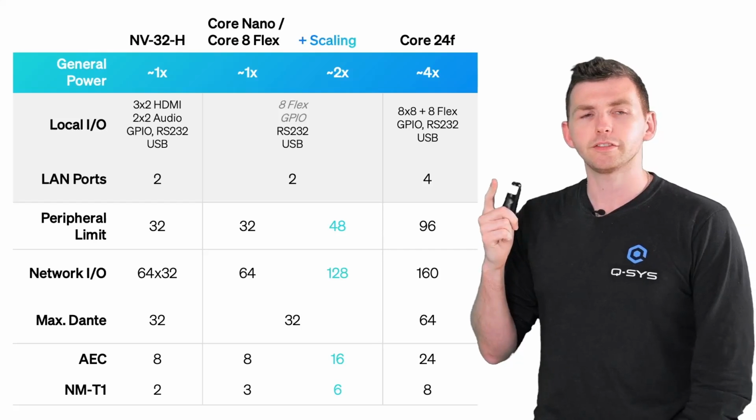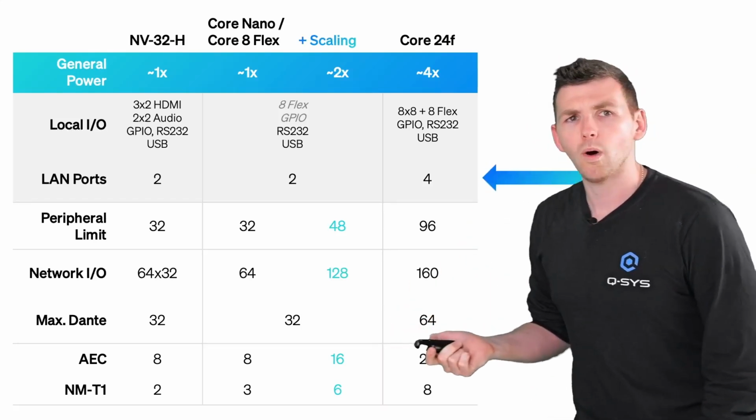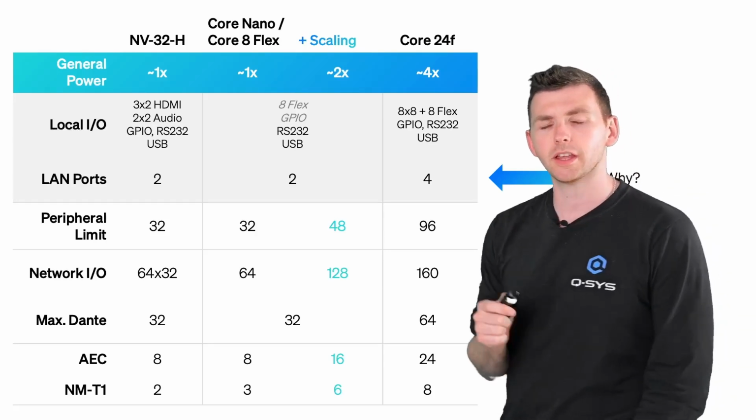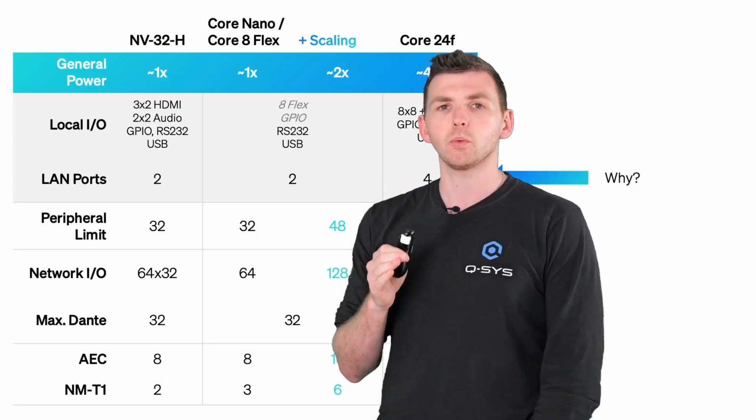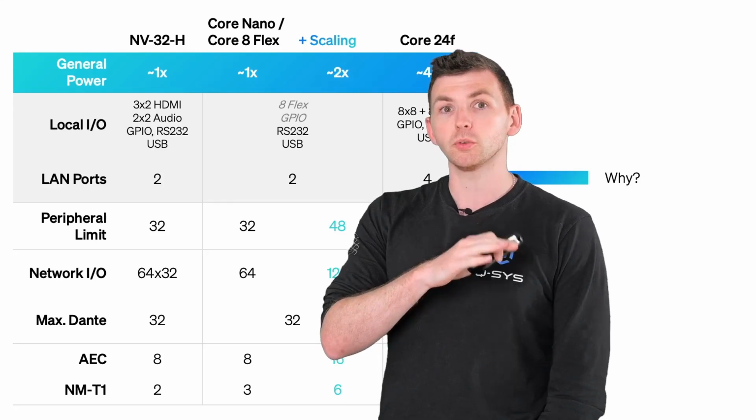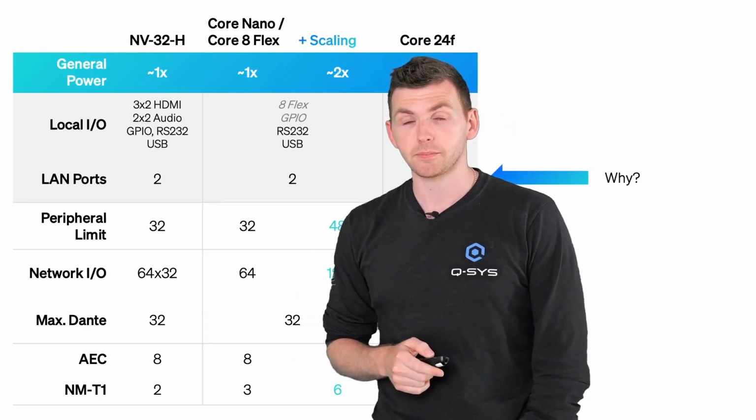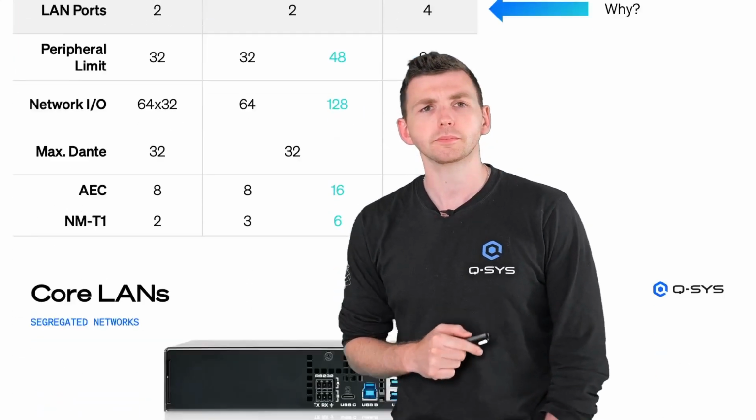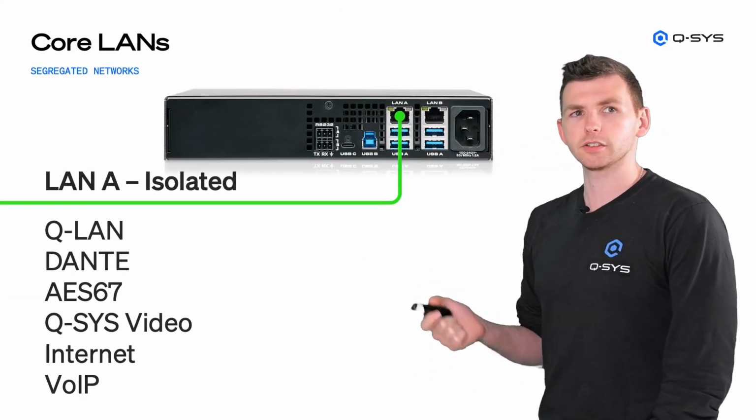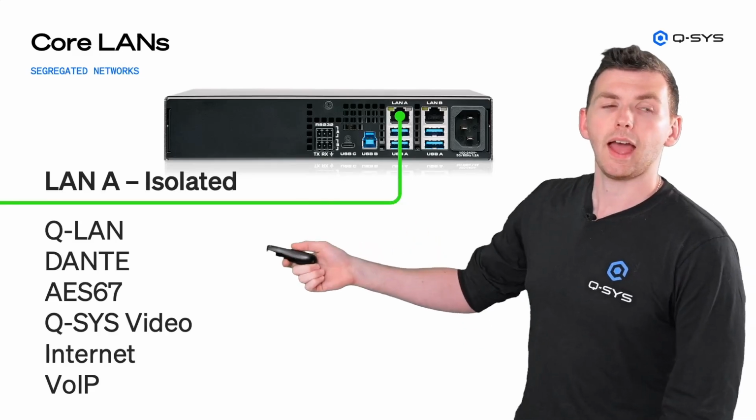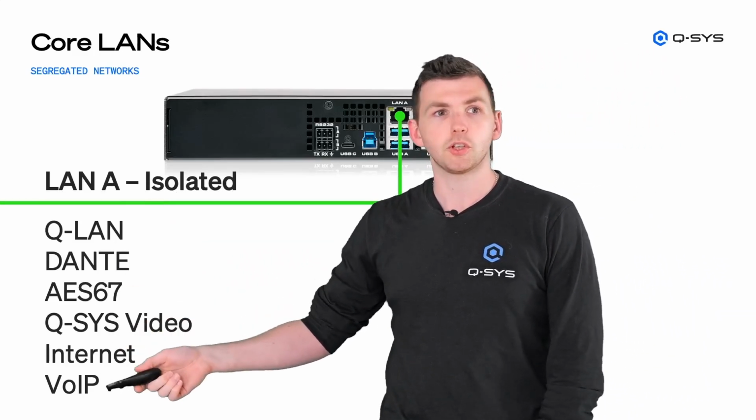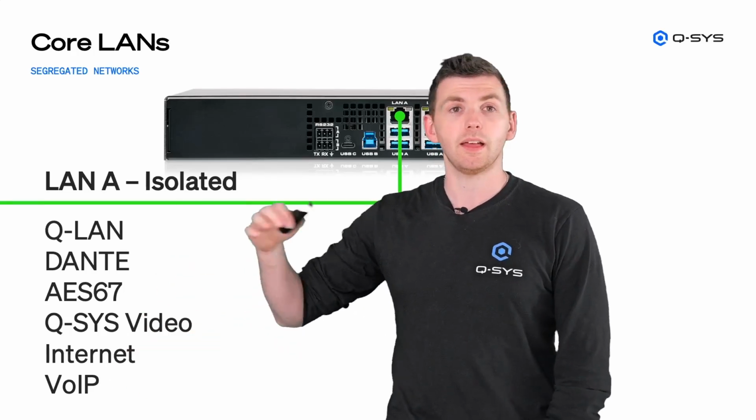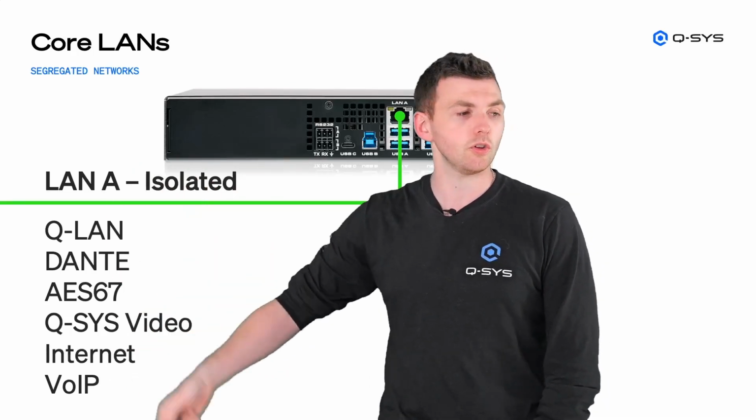Let's talk about this, 4 LAN ports. Why is that important? Why would we want 4 LAN ports? Well, let's look at some of the other use cases where you might want to break certain protocols away from LAN A. Currently, everything we've done has just required one network. So everything we've done so far has looked a bit like this. LAN A, and there we've got our QLAN, Dante, AES67, video, internet, VoIP, basically everything. Everything Q-SYS can do on LAN A.